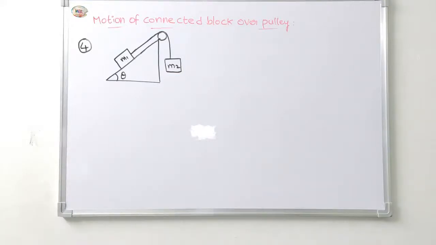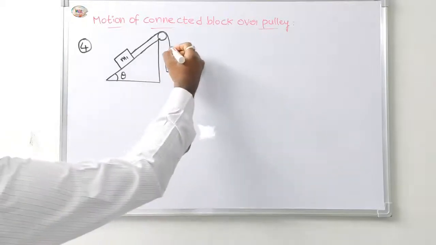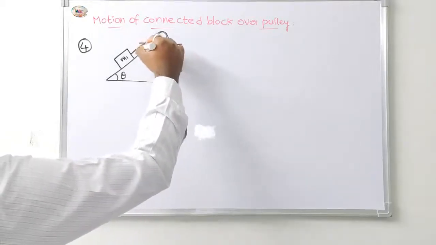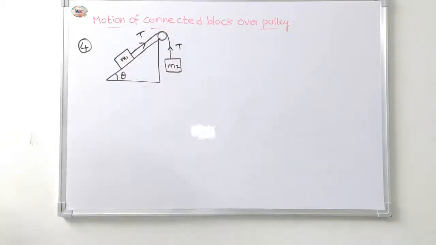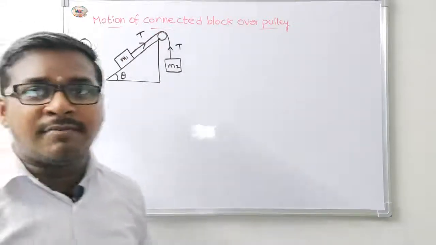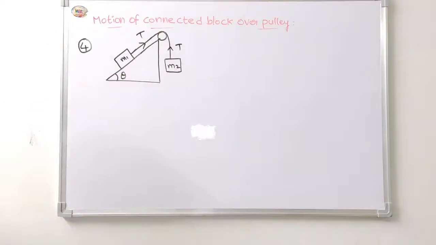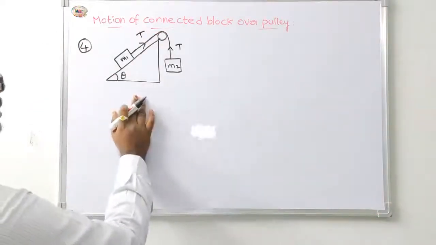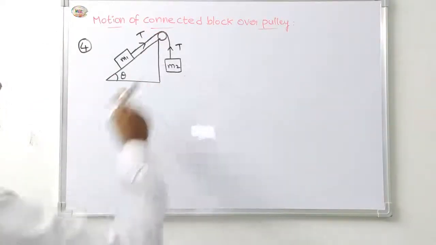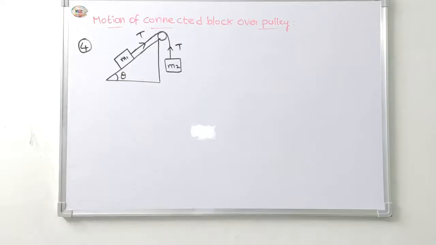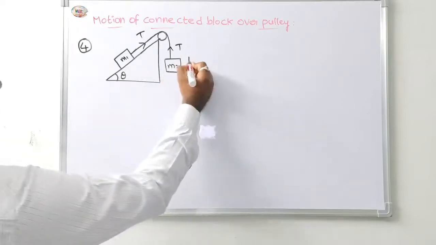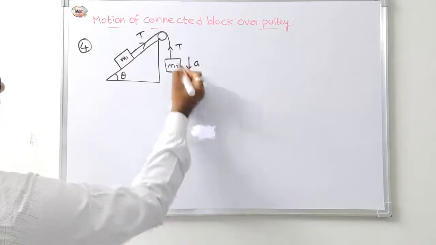The tensional force acting is the same in this case because the pulley and string are massless. There is no friction between the pulley and string. Then find out the acceleration and tensional force. The acceleration is acting in the downward direction.